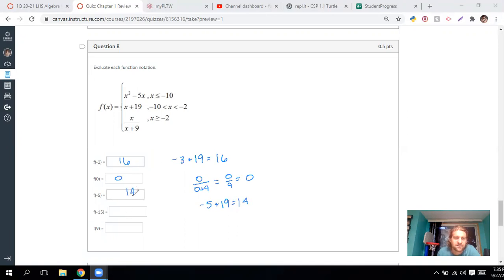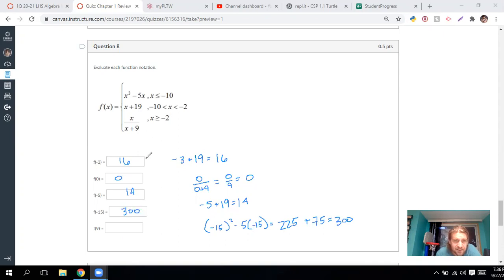All right, -15 is less than -10, so we'll plug it into the top. So -15 squared minus 5 times -15. Let's see, that'd be a positive 225. And this would become plus 5 times 15 is 75. Add them together, we get 300.